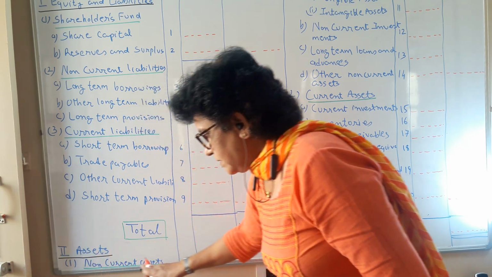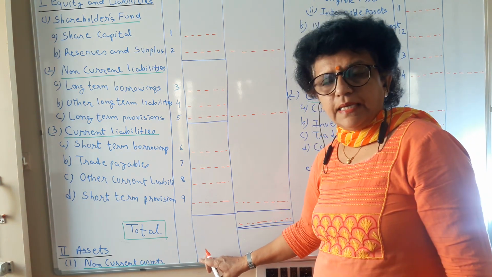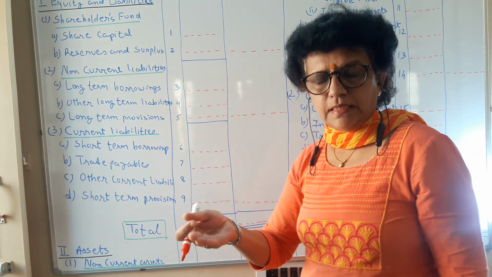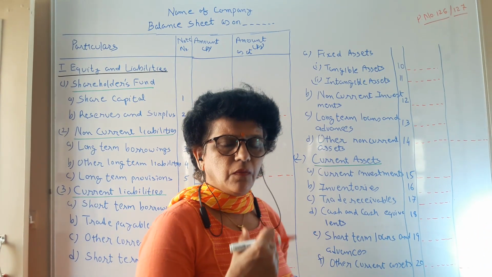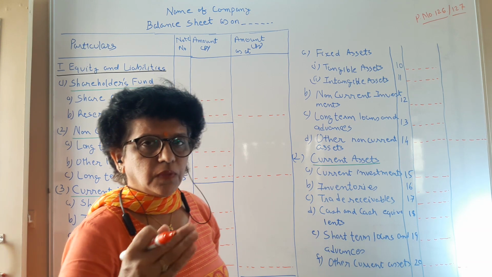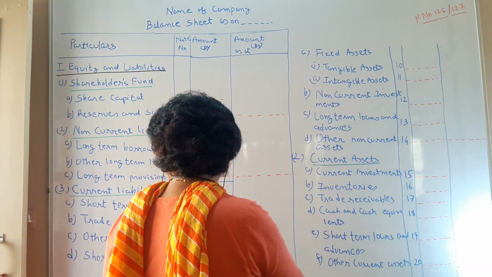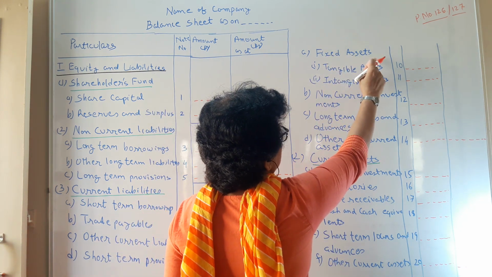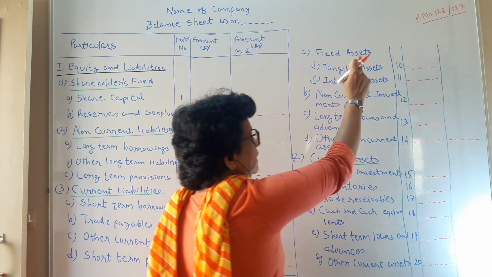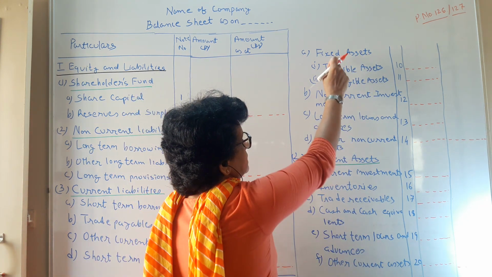In the asset, the very first is non-current asset. Non-current asset means your long-term asset, the fixed assets, the different types of assets which we have acquired to run our business and to give strength to the business. So in the non-current asset, the first item is the fixed asset. Land, building, plant, machinery, all this will come under the fixed asset.